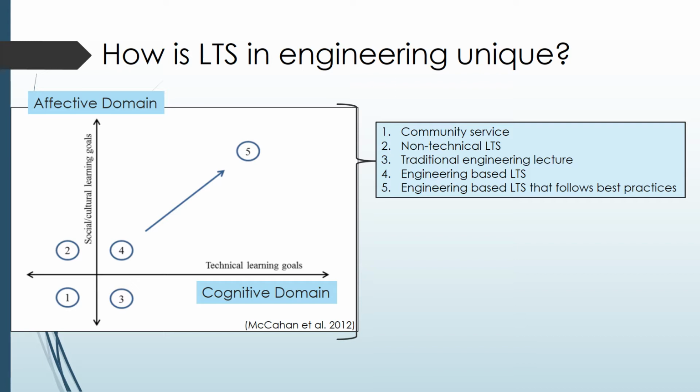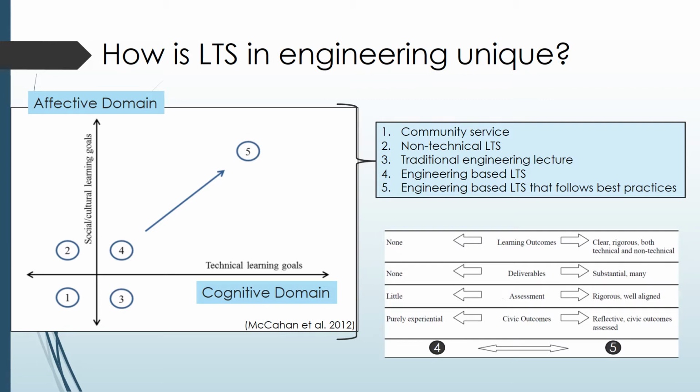The goal of the instructor in this case is to push the students as far as possible along each dimension. This is achieved in detail by first and foremost establishing rigorous technical and non-technical learning objectives for the students, assigning substantial deliverables to the students, having a method for assessment that is aligned with those learning objectives, and ensuring civic outcomes that are more than just an experience to be forgotten.